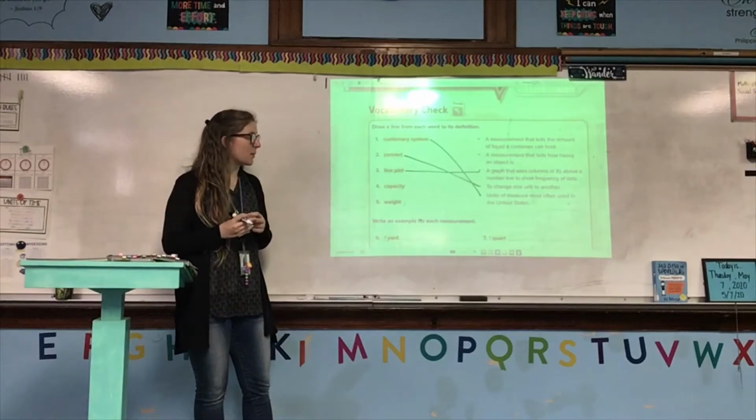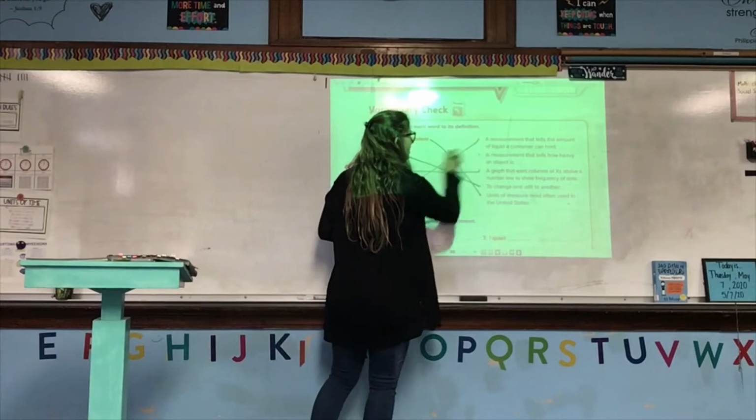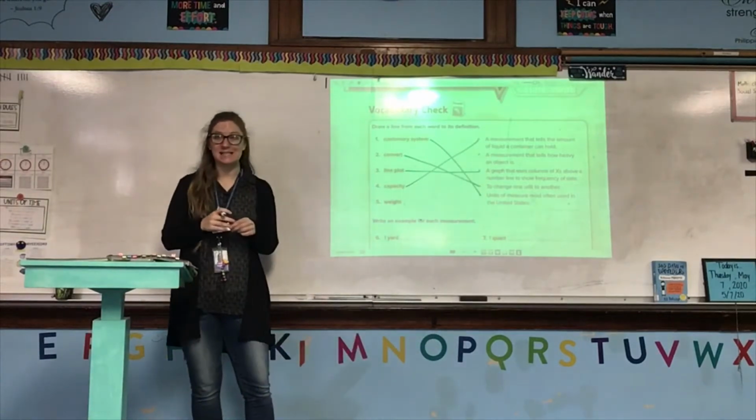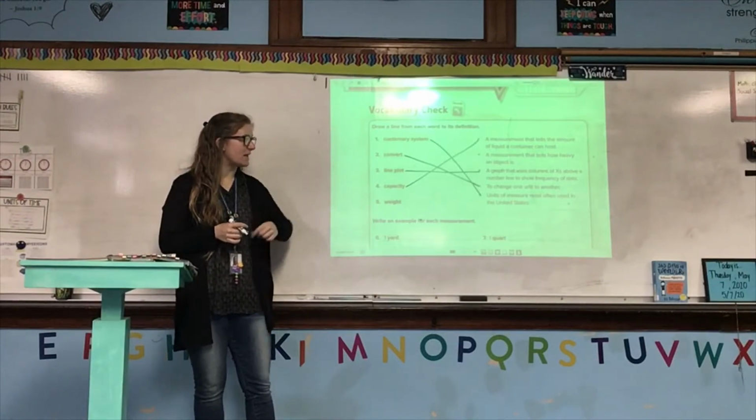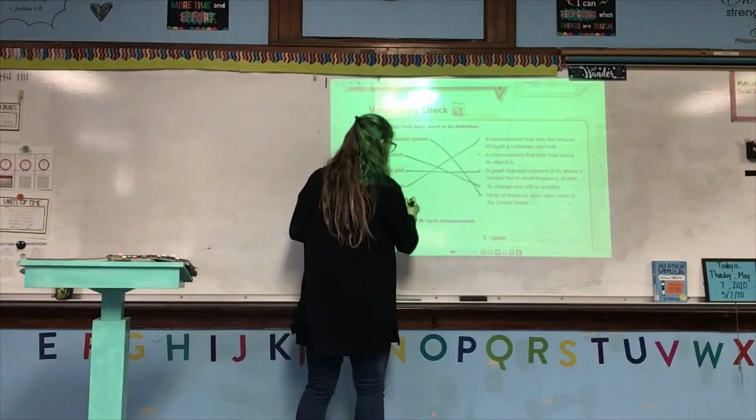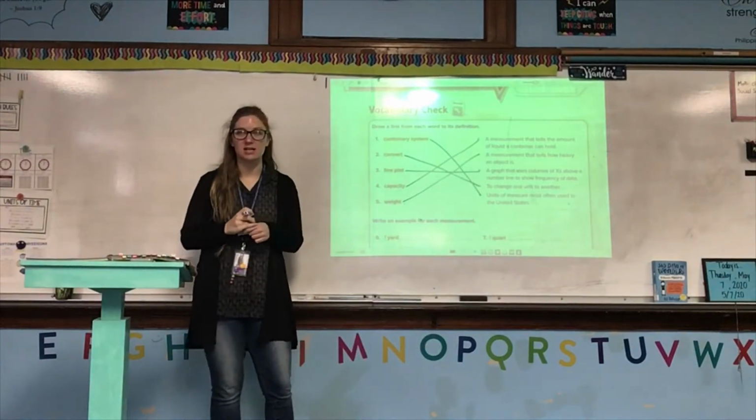Number 4 is capacity, which is a measure that tells the amount of liquid a container can hold. Number 5 is weight, which is a measurement that tells how heavy an object is.